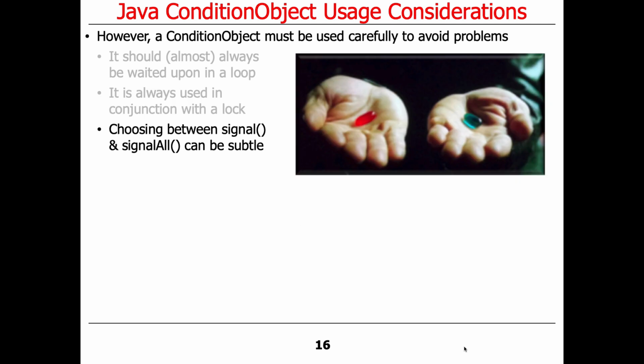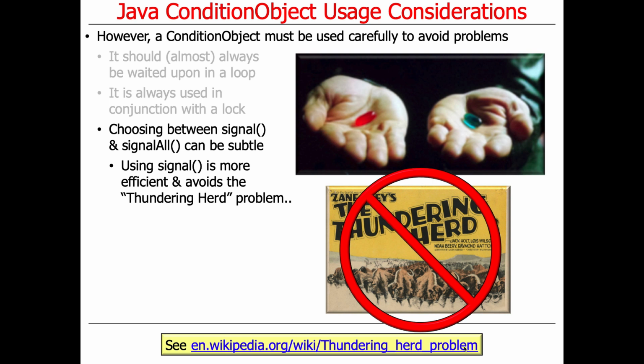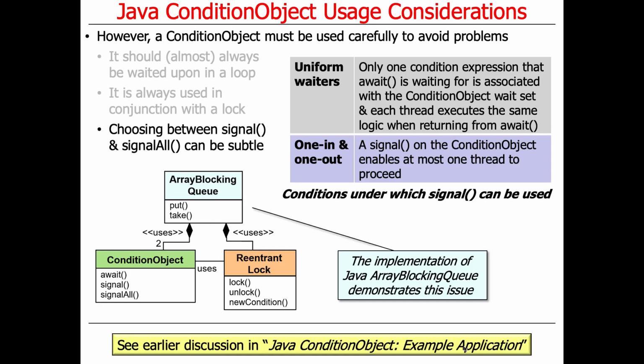You have to be careful when you write your code to give a preference to using signal versus signal all, but what are the conditions under which you can do that? So using signal is generally a better thing to do to avoid the thundering herd problem we talked about. If you call signal all, that'll wake everybody up, even though only one thing can make forward progress, so you have the thundering herd. Here are conditions under which you can use signal.